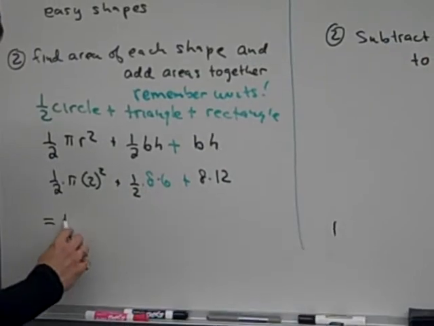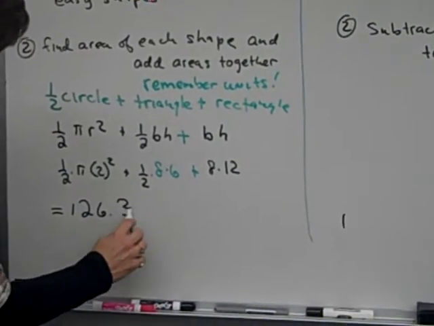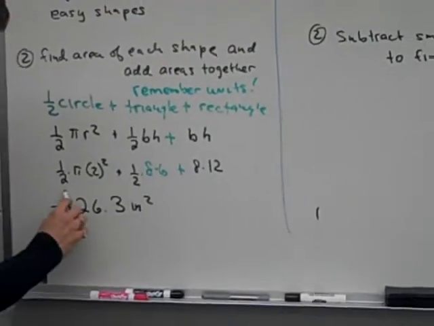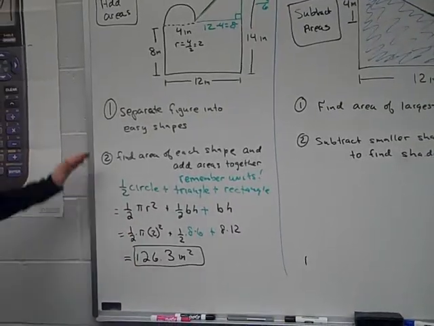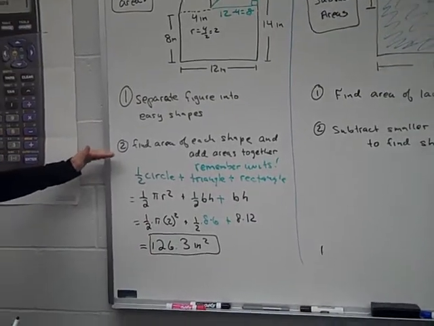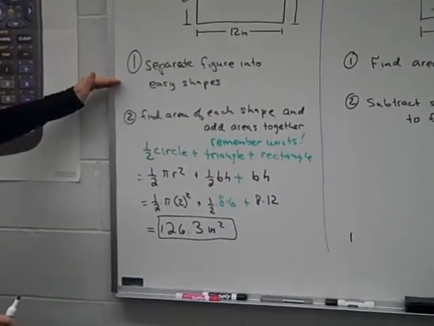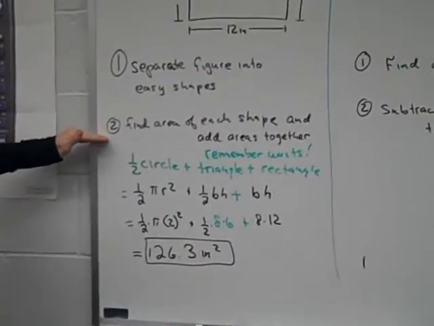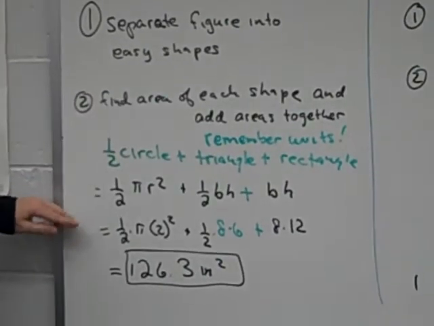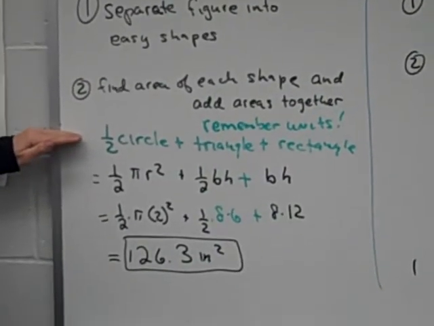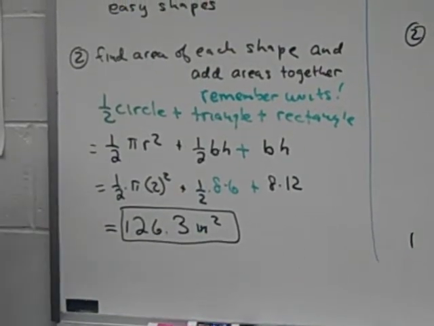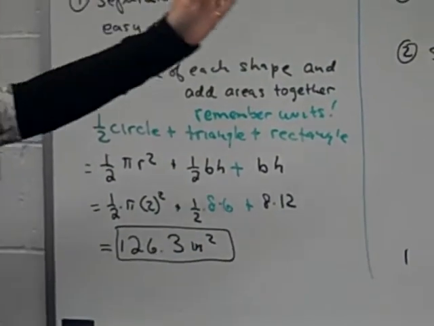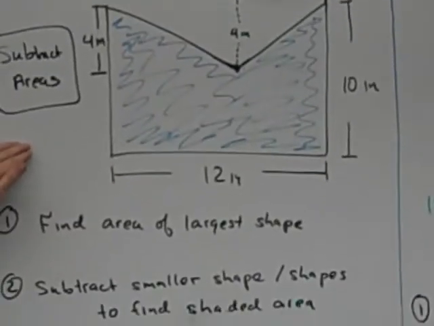So I will write 126.3 square inches for my total area. Put some equal signs in here so I can connect them. So that's the process here. Separate your figures, find the area of each shape, add all the areas together. First, identify what straight shapes you have, put in the formula, plug in what you know, and solve. Adding areas. Next step, another way to do it, we can subtract areas.